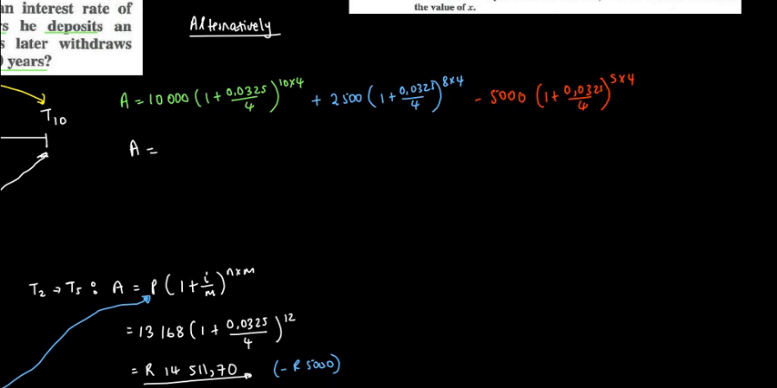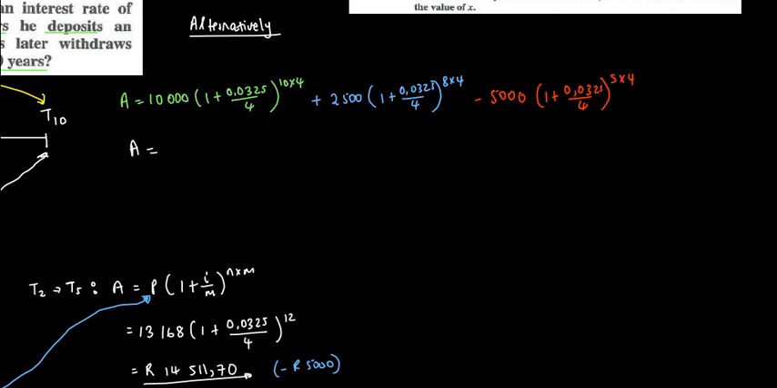So when you put it in your calculator, you're going to say 10,000 into 1 plus 0.0325, then divide that by 4, then exponent 40. Then plus 2,500 into 1 plus 0.0325, divide by 4. Then you're going to say 32 from A, 16.4, 32.